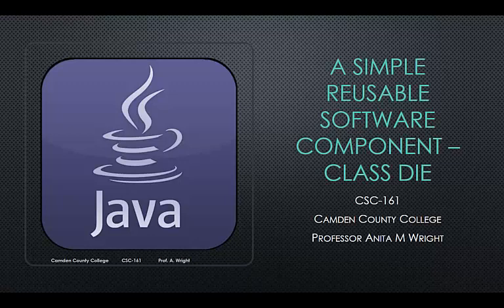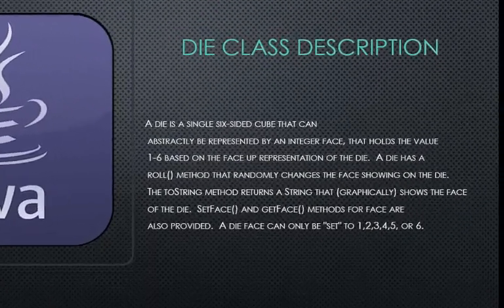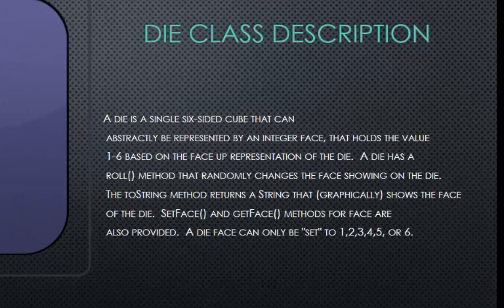Welcome. These notes cover a simple reusable software component, Class Die. When we want to play dice games, we will take advantage of having this pre-built software component that represents one singular die. Here is the description of our class.